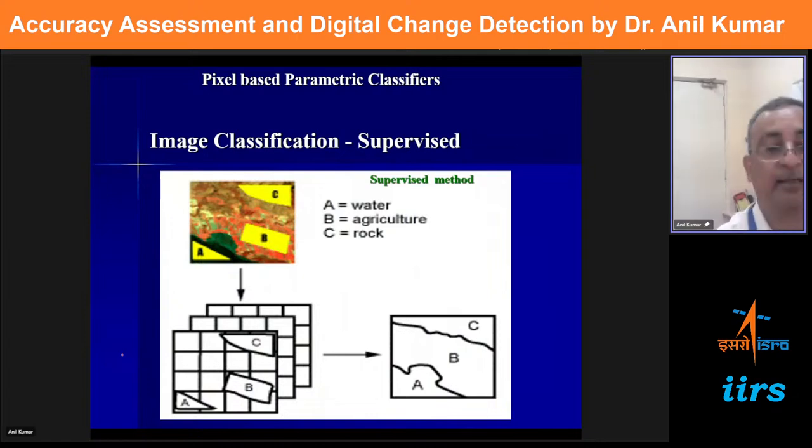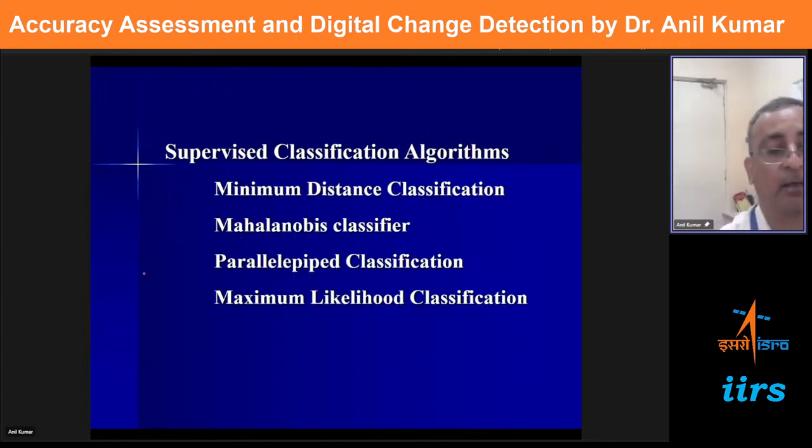And here you can see the algorithms listed. It is parallelopiped or called box classifier, and next is maximum likelihood classifier. So these two algorithms I will cover in today's lecture. I will also cover the accuracy assessment of classified output.